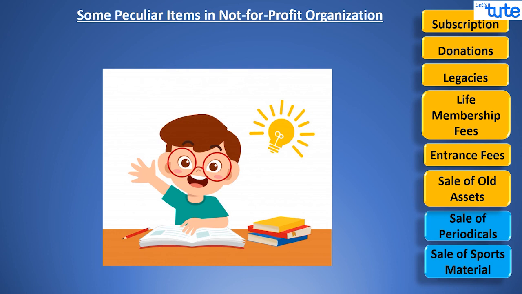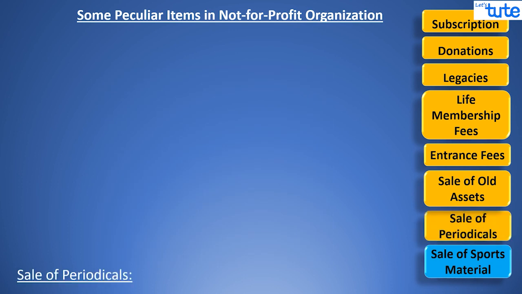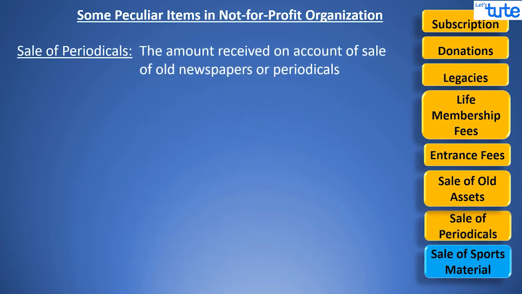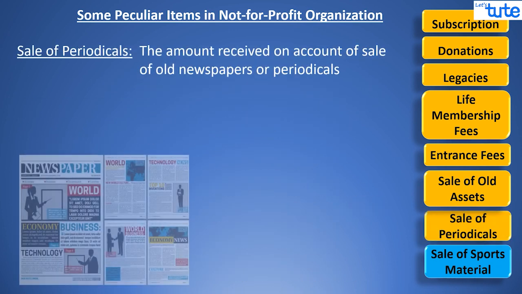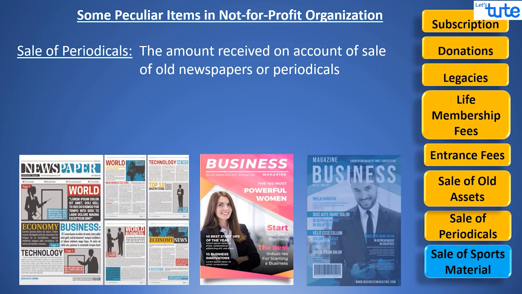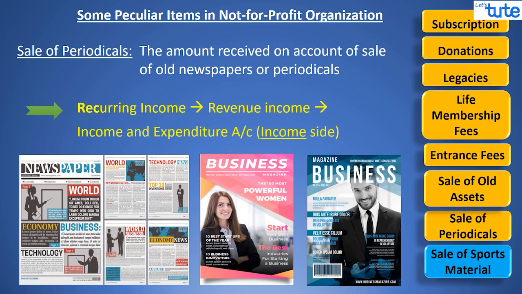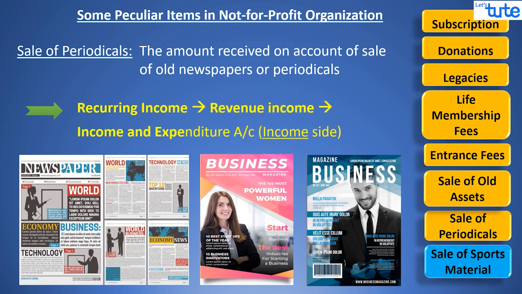So let's move ahead to the next one, that is sale of periodicals. The amount received on account of sale of old newspapers or periodicals are recurring income to a concern and therefore treated as revenue incomes. And so it is shown on the income side of the income and expenditure account.